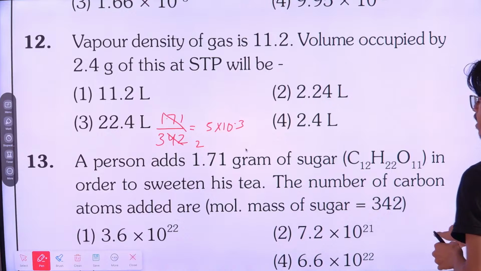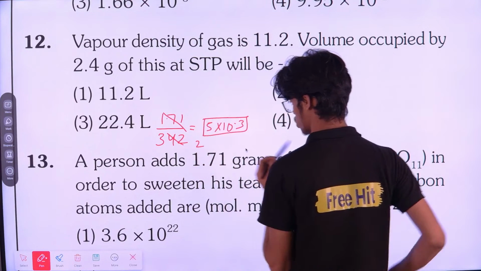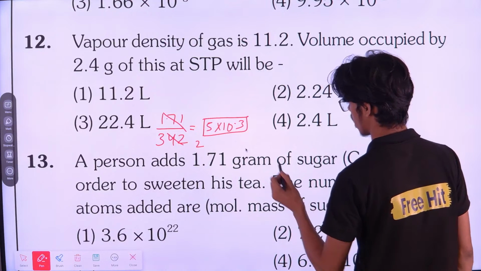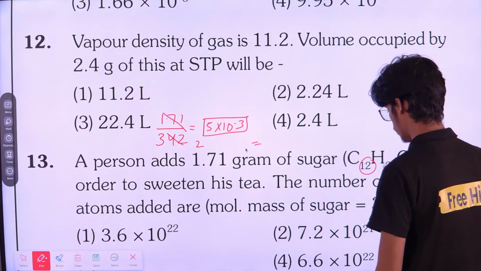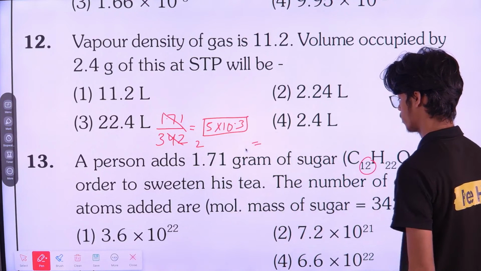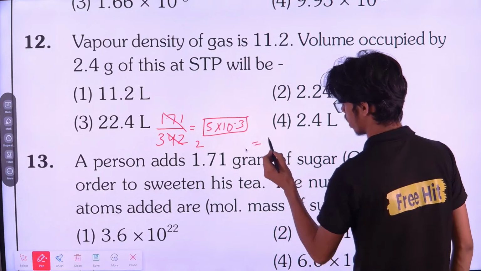The number of carbon atoms added are. So this is the number of moles of this sugar. Then what is the number of moles of carbon atoms? Just multiply by the number of carbon atoms in one sugar molecule. In one sugar molecule, there are 12 carbon atoms. So in this one, 12 into 5. Got it?